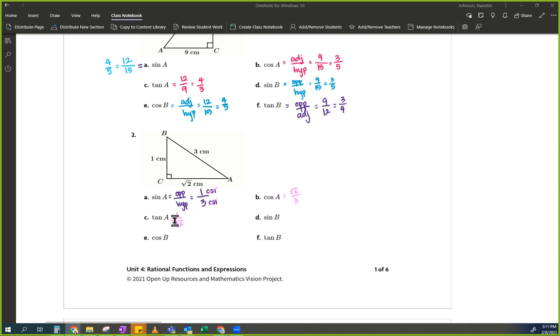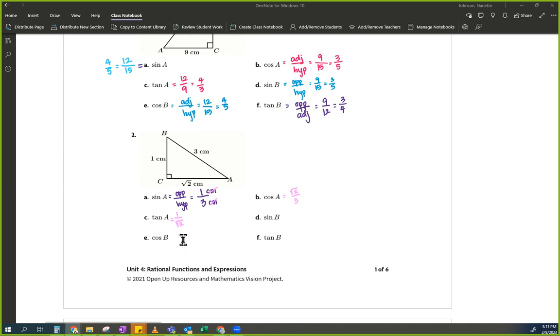Like this, I'm talking old school. Old school teachers will tell you, no, you cannot have a radical in the denominator. Now, look, you can have whatever you want wherever you want it. But if your teacher tells you you can't have a radical in the denominator, then you've got to go with what your teacher says, because they're the one grading you.